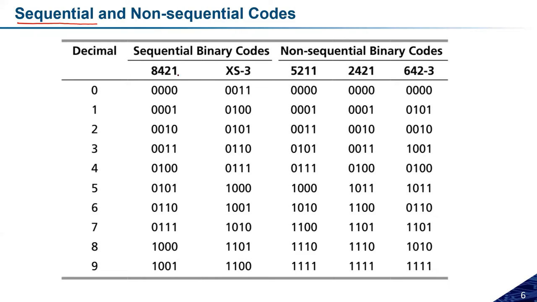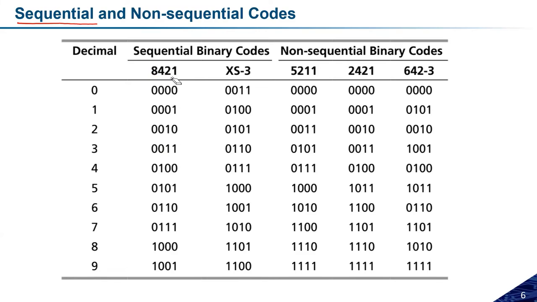So just as we discussed, 8421, if you see here, it is following the sequence whatever we have in the binary system. 0000, then 0001 is coming, then 0010, 0011, 0100. So it is following some pattern, some sequence, so we can call them the sequential code.